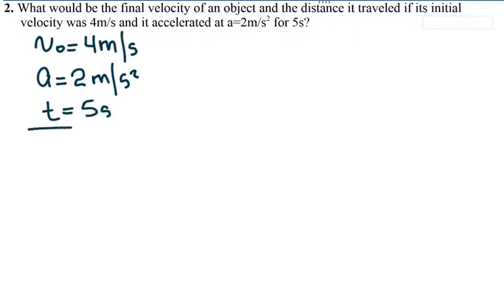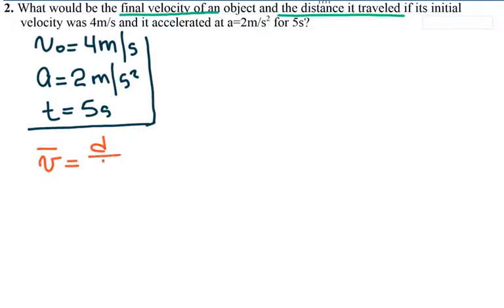So I always have to write everything that is given. Now I'm going to write the formulas that I need to use. They told me to find final velocity, and they've told me to find the distance. So far, this is what I know. I know average velocity is equal to the displacement over time. I can say distance over time if it's in the same direction. And acceleration is equal to change of the velocity over the time.